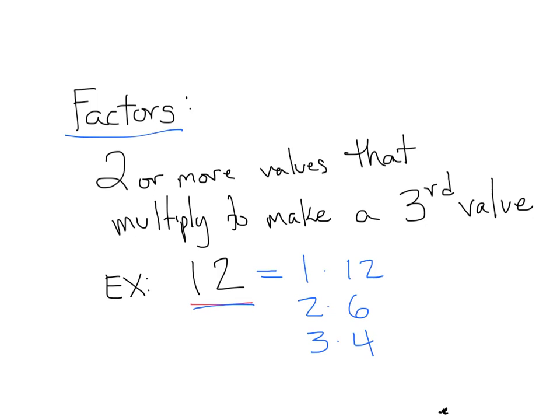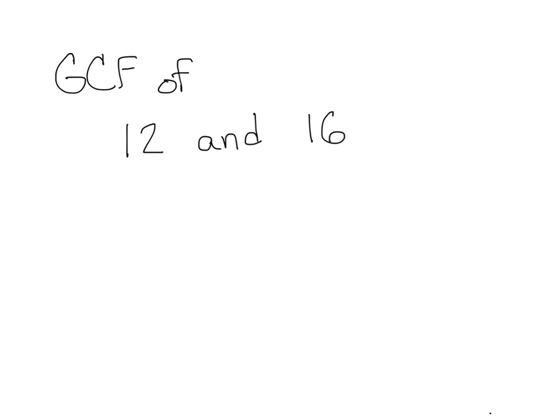So whenever we're thinking about factors, we're just looking for any values that multiply to make our target. In this case, our target was 12, so the numbers 1, 2, 3, 4, 6, and 12 are all factors of 12. So let's look at some numbers and finding the greatest common factor of two values. In this case, we'll look at 12 and 16.